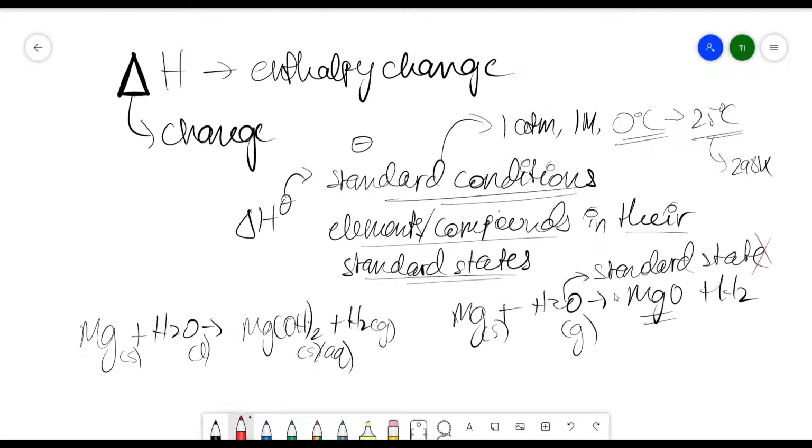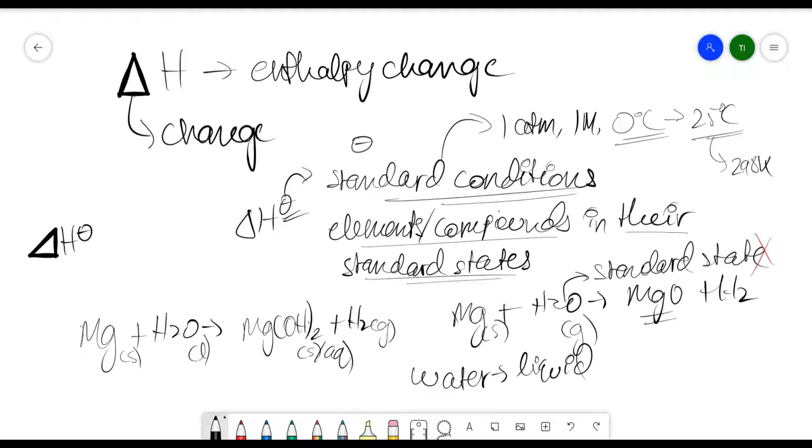Why is that? Because we know that the melting point of ice is 0 degrees Celsius, and the boiling point of water is 100 degrees Celsius. So at 25 degrees Celsius, water should be a liquid, not a gas, right? So by standard states, I mean the state in which the element or compound is supposed to be at the specified standard conditions. I hope that makes sense. So that's basically what this symbol means. There's so much just for one symbol. Anyway, so that's standard, right?